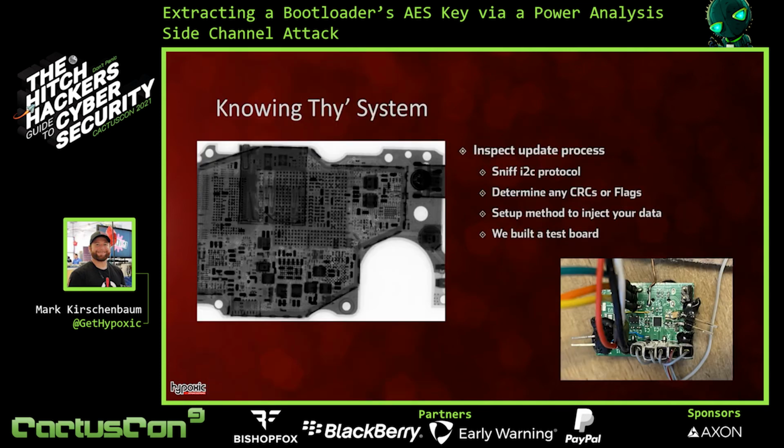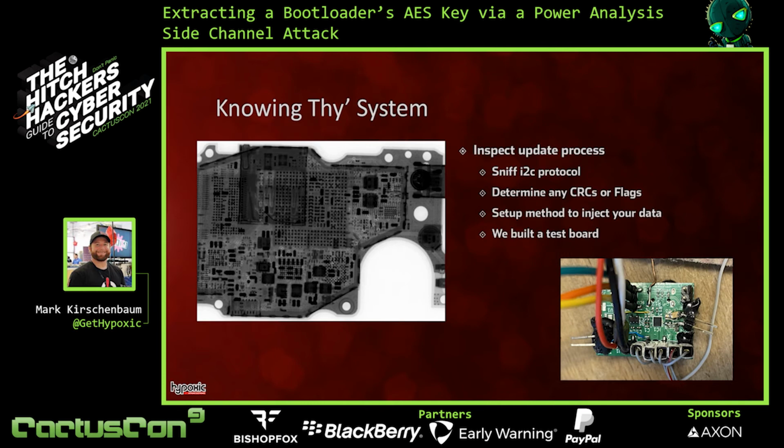Knowing the ICE system. Since we're going to be doing a power analysis side channel attack, we now need to figure out how to push data into the part so it will decrypt it or attempt to decrypt this data. So in the case of the GoPro, what I ended up doing was sniffing the I2C protocol during the update. I found that it was requiring 144 bytes per time. There was a flag at the start that basically reset the whole process, which helped me out a lot. And this was all done during the reconnaissance stage.